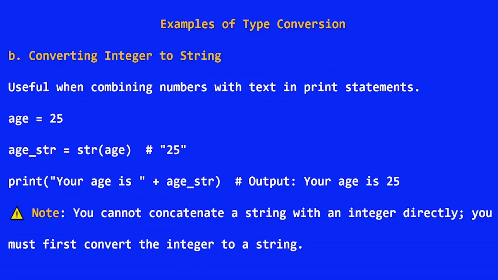And we have now converting an integer to a string. You can convert an integer to a string by using, for example, age is equal to 25. So to turn age into a string, just say age string is equal to str of age, and you will get age 25 with quotation marks. So for example, print "Your age is" plus age string. This is string concatenation. So we are printing that your age is, and now we get the value from age string, which will be replaced by this 25, and the output is that your age is 25.